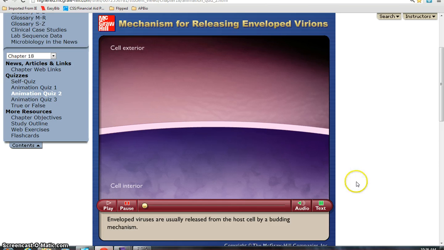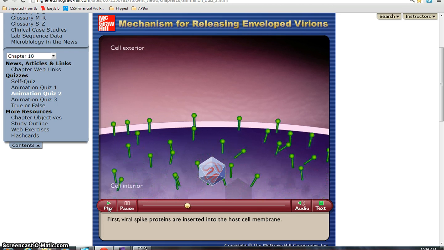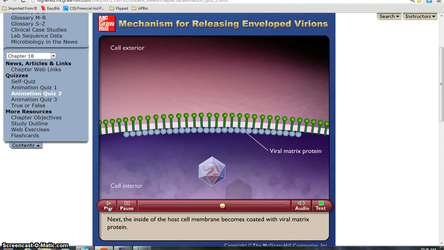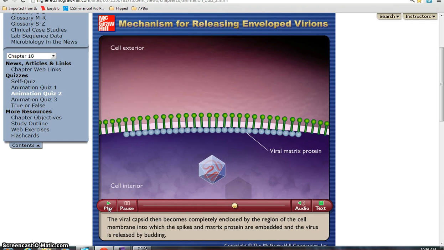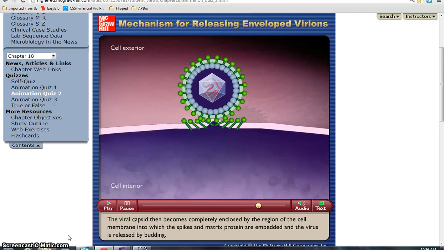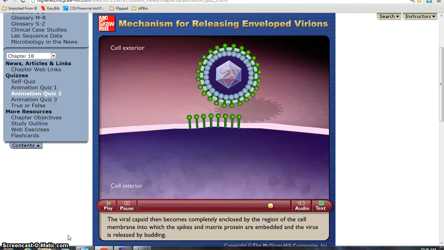And so what we're going to do right now, as we wrap up for this one, is look at how those enveloped viruses are packaged and released by the cell. Enveloped viruses are usually released from the host cell by a budding mechanism. First, viral spike proteins are inserted into the host cell membrane. Next, the inside of the host cell membrane becomes coated with viral matrix protein. The viral capsid then becomes completely enclosed by the region of the cell membrane into which the spikes and matrix protein are embedded, and the virus is released by budding.